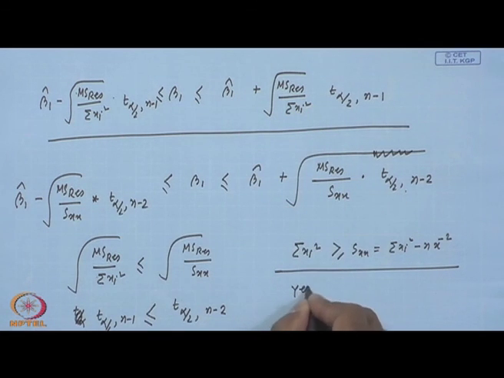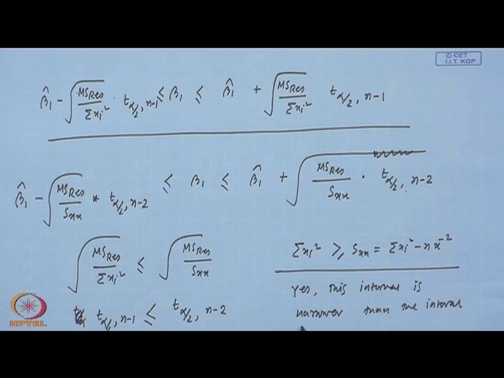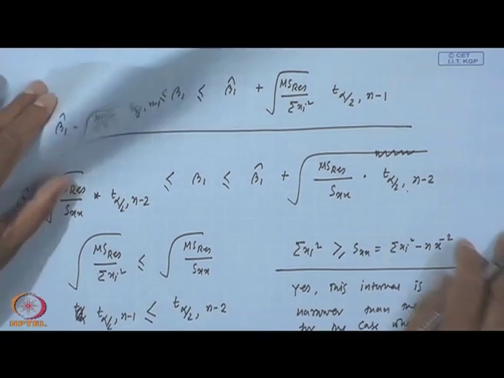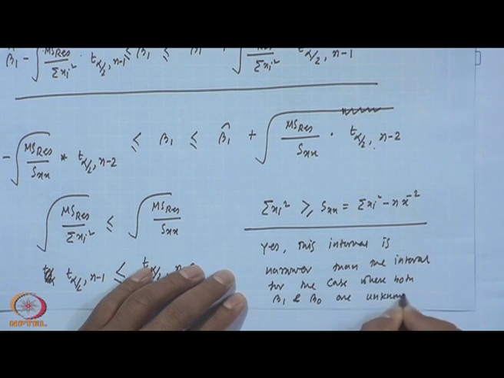The final answer is yes, this interval is narrower than the interval for the case where both beta naught and beta 1 are unknown.